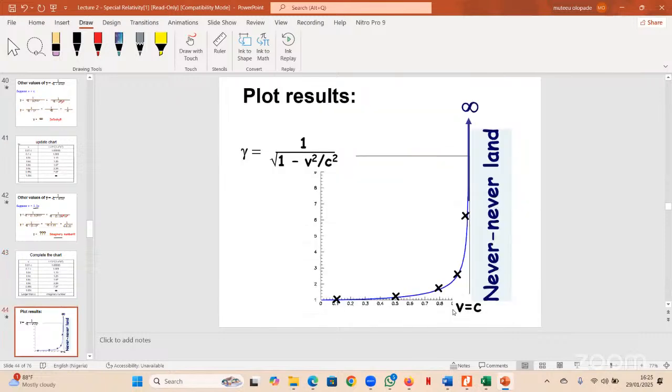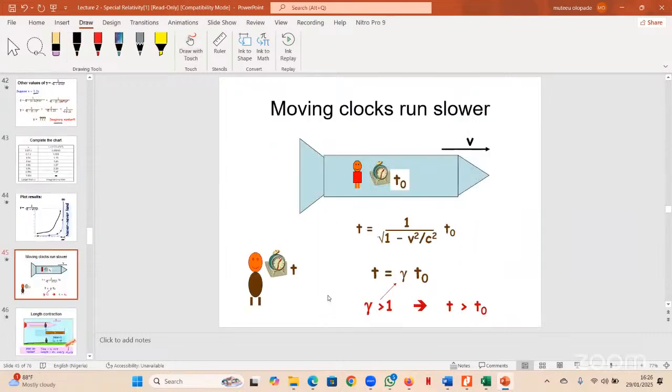And this is a sketch of the curve, a plot of this. You can see there is an increase as V is increasing. But at this point, V is equal to C, and that's why you have this straight line. So that is what you have. Any questions so far, from all that has been explained?